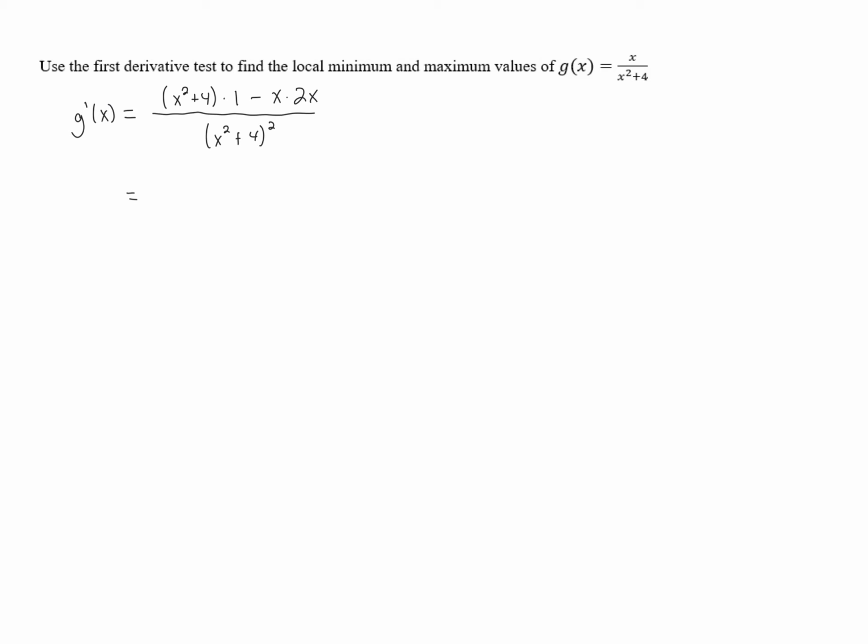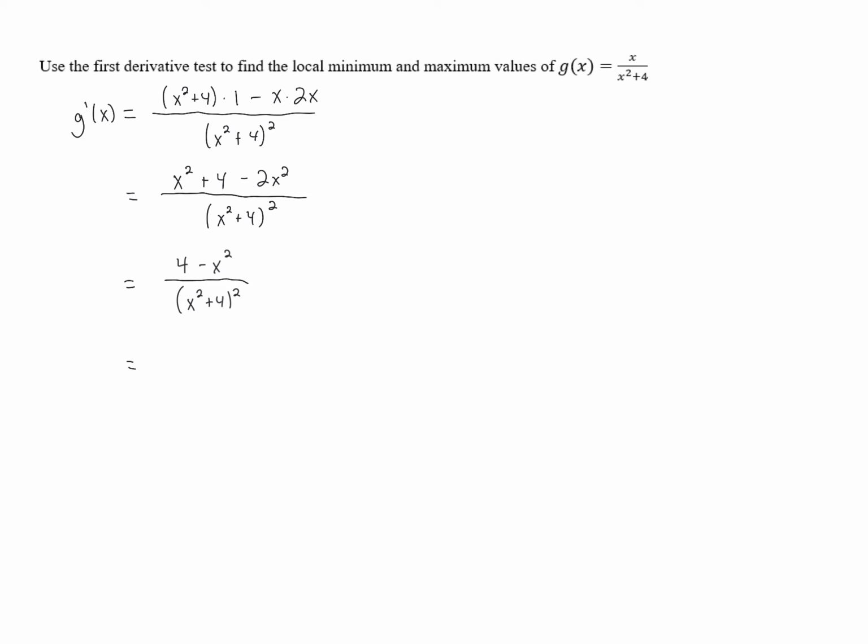Now, we've got to clean up that numerator. Anything times 1 is itself, so this is x squared plus 4, and then minus 2x squared, all over x squared plus 4, quantity squared. And we can combine like terms in the top, and that's going to give us 4 minus x squared. This is all over x squared plus 4, quantity squared.